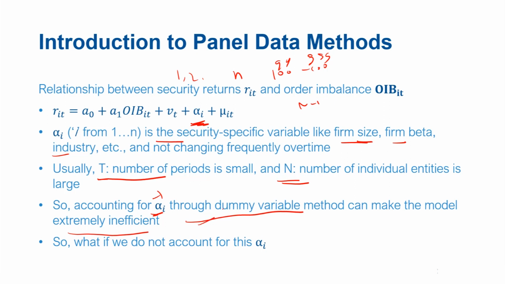Although we will discuss this dummy variable method as a part of LSDV, the least square dummy variable method, later on as well, I hope we have some intuition. So let's say we have only two periods, t equal to 1 and t equal to 2, and I want to account for this through a dummy variable. Then I can place a dummy variable d, which takes on a value of 0 when period t equal to 1 and d equal to 1 when period t equal to 2.